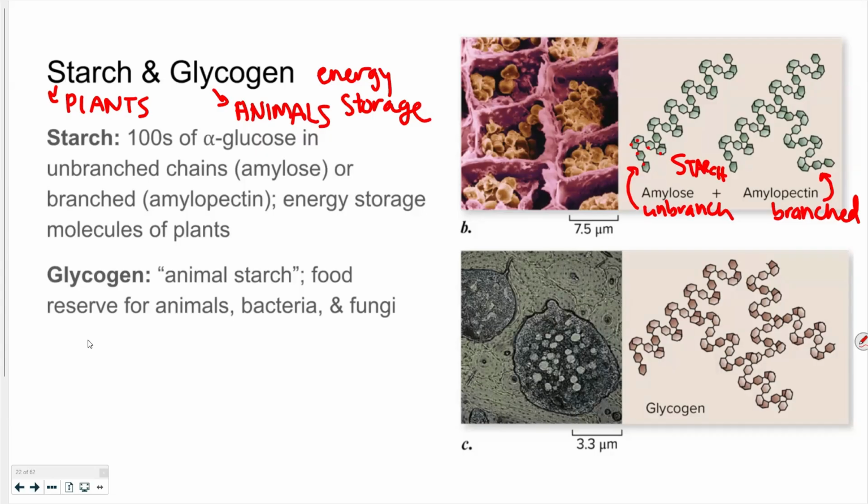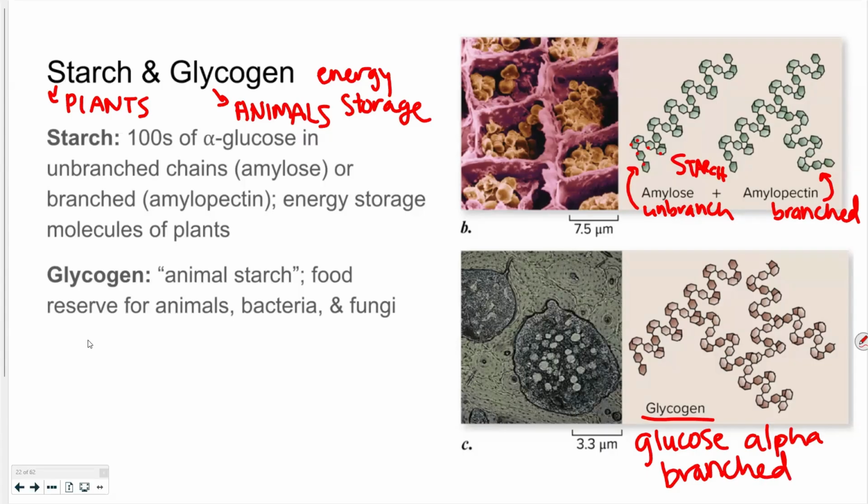Plants usually store their starch in their roots, underground. That's why potatoes are so delicious, because they're full of starch and full of these glucose molecules that we can just break apart and then use for producing cellular respiration. Glycogen is often called animal starch. This is another glucose in our alpha bonds. But these are usually more branched than what we see in plants.